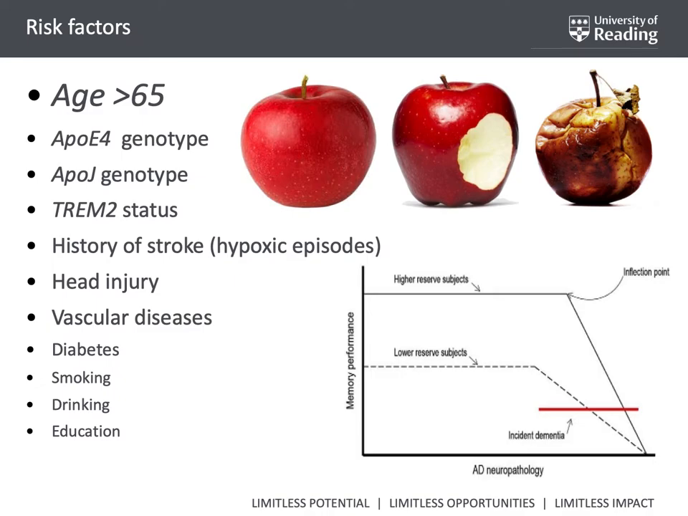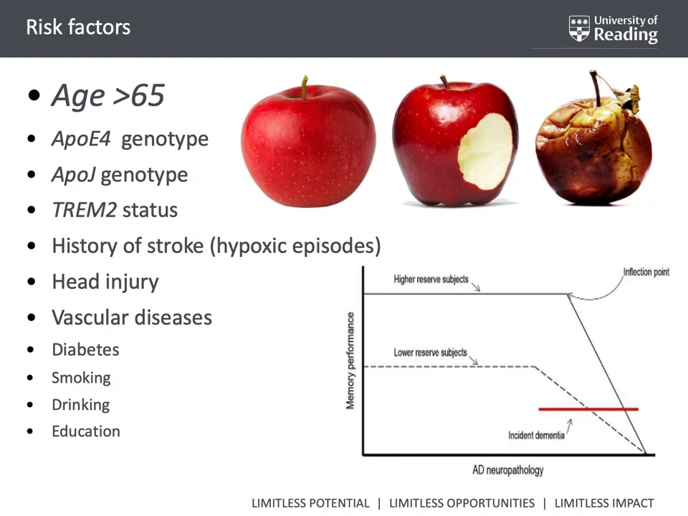So here are some of the risk factors we touched on. Again, age over 65, this apolipoprotein E4 genotype. That's a gene that's involved in regulating lipid metabolism within the brain, such as cholesterol. And we know that it comes in different isoforms, and the E4 isoform is one that increases your genetic risk of going on to develop Alzheimer's disease.